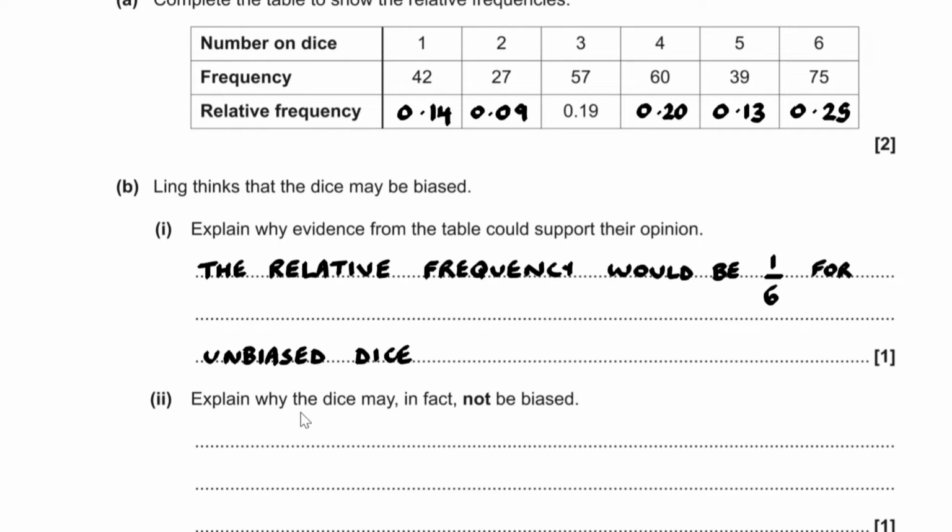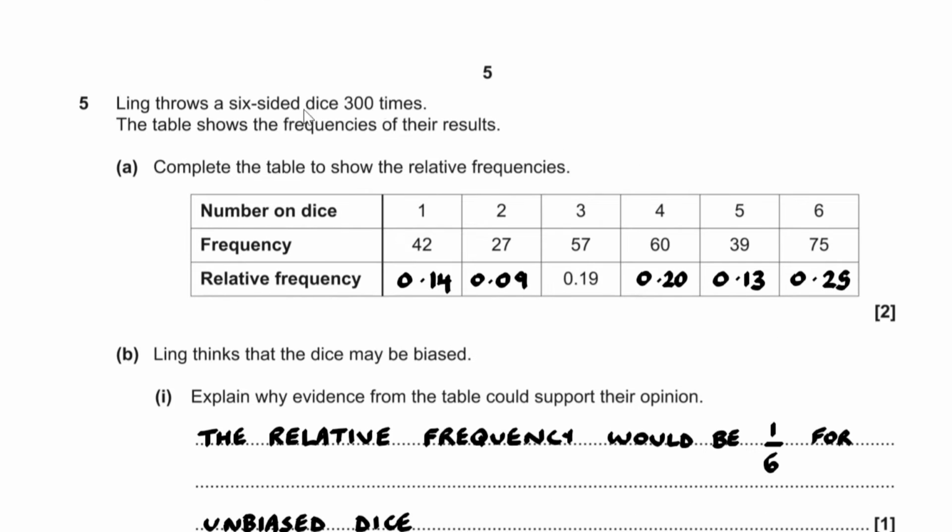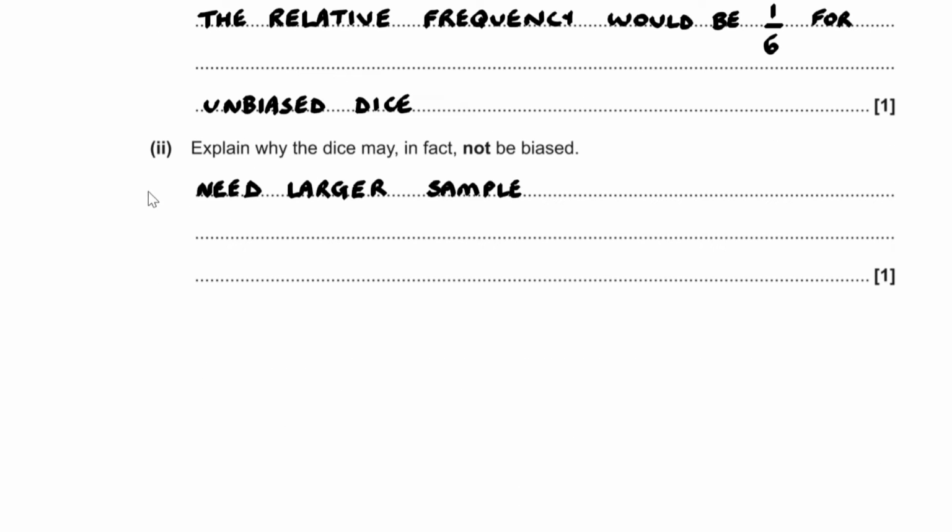Now we have to explain why the dice may, in fact, not be biased. Well, we would need a larger sample in that case to determine whether it's biased or not biased. We're only throwing the dice 300 times. We need to throw it for much more than 300 times to determine whether the dice is biased or not.